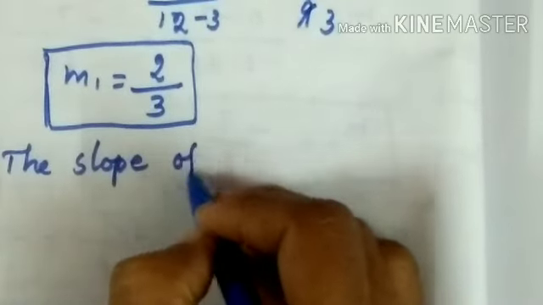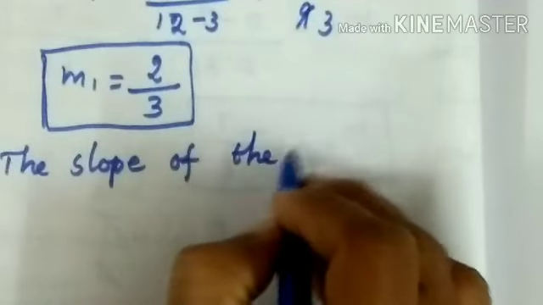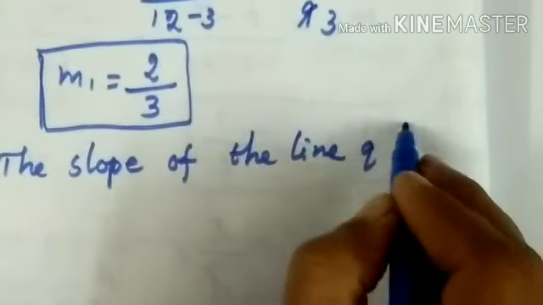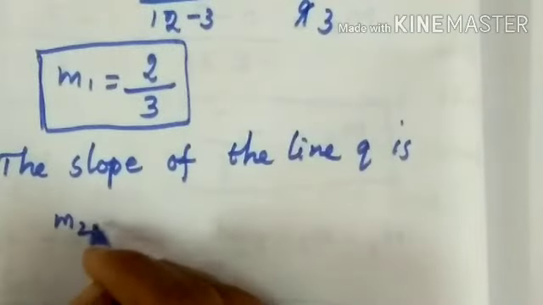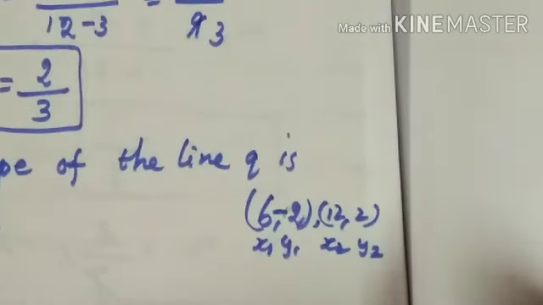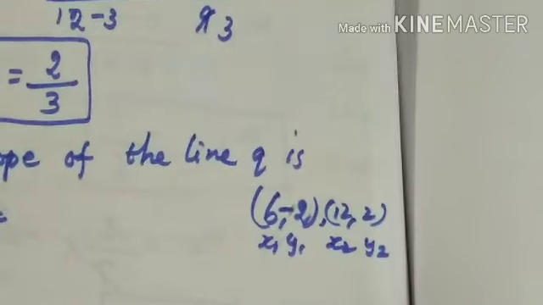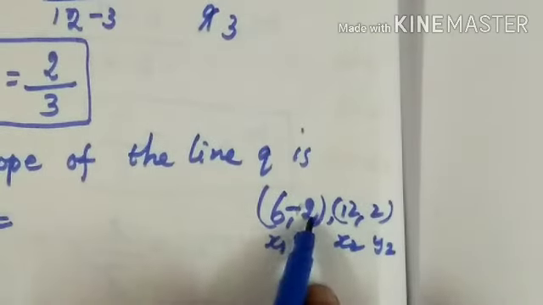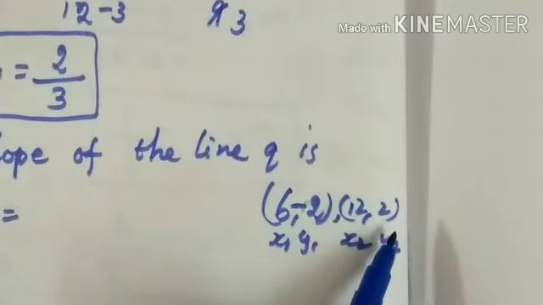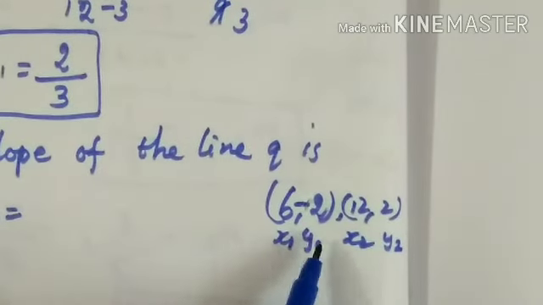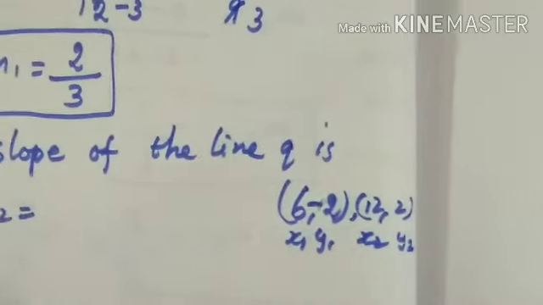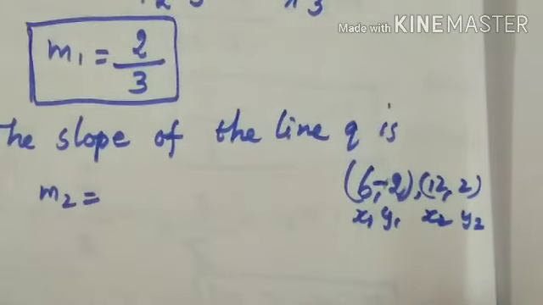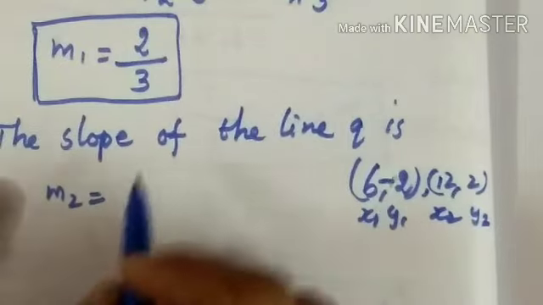The slope of the line Q is m2 is equal to. The given points for the line Q are 6, minus 2 and 12, 2. Let us keep this point x1, y1, x2, y2. Now, you have to apply this point in the formula, means y2 minus y1.